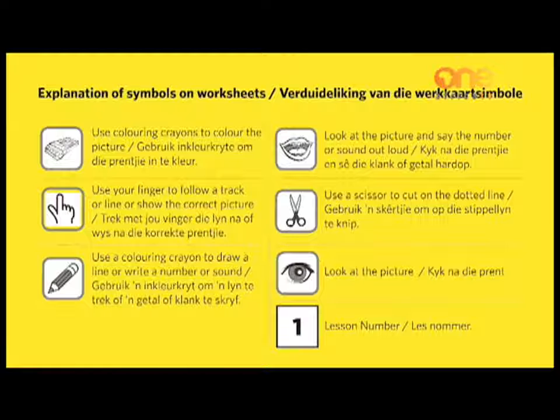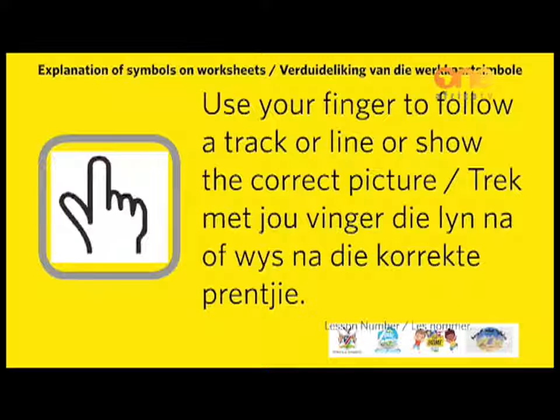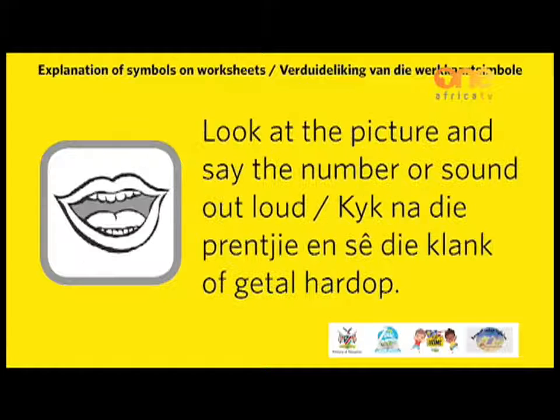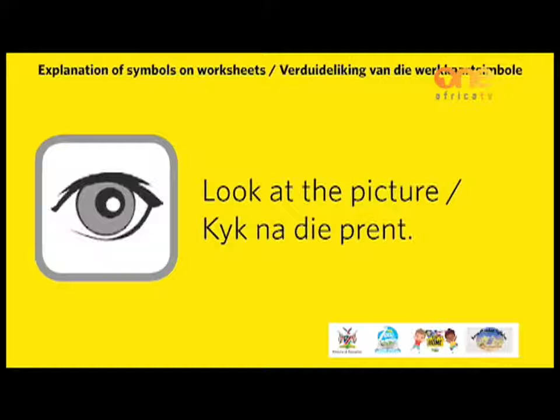Explanation of symbols on worksheets are as follows. Use coloring crayons to color the picture. Use your finger to follow the track or line or show the correct picture. Use a coloring crayon to draw a line or write a number or sound. Look at the picture and say the number or sound out loud. Use a scissors to cut on the dotted line. Look at the picture.